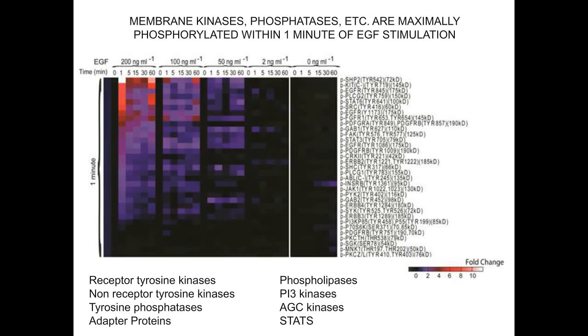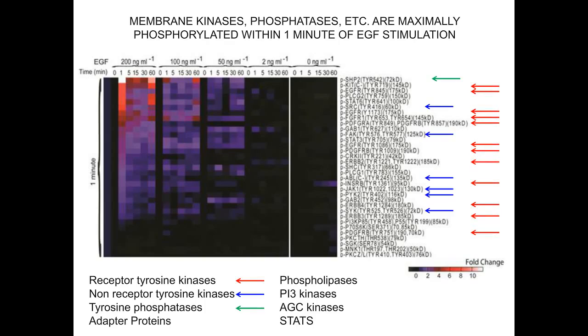And this is simply a zoom-in of the things at 1 minute that were maximally stimulated: the receptor tyrosine kinases themselves, non-receptor tyrosine kinases at the membrane, as well as tyrosine phosphatases and adapter proteins that turn off the signal. So I'll quickly move on through this slide.